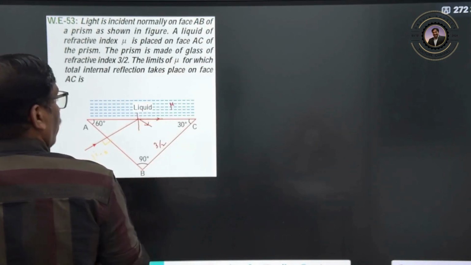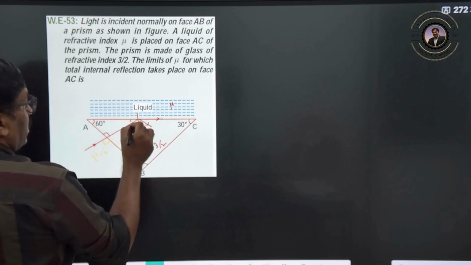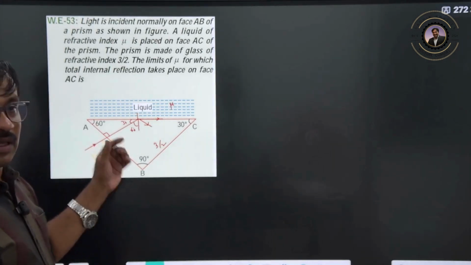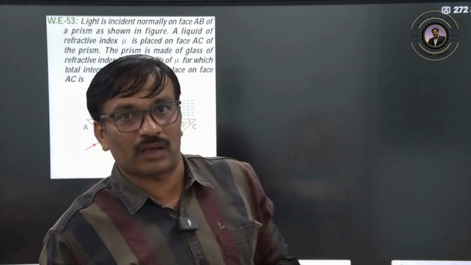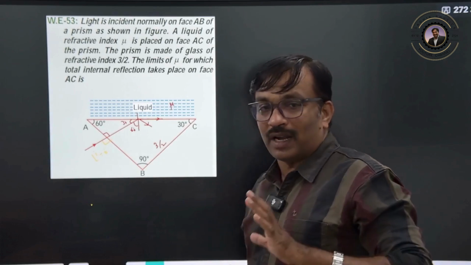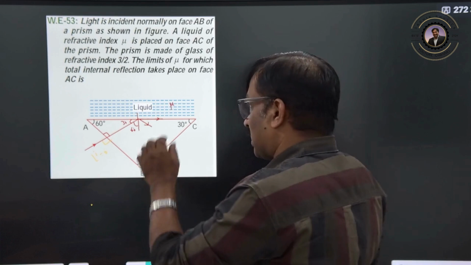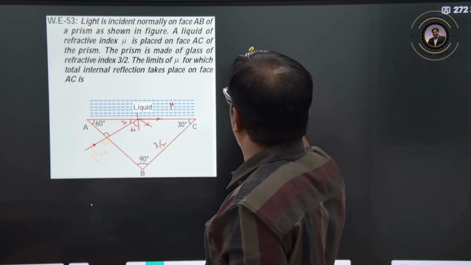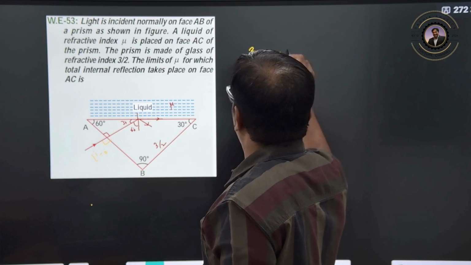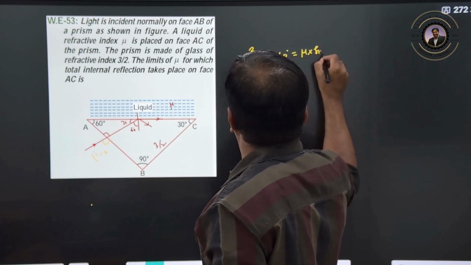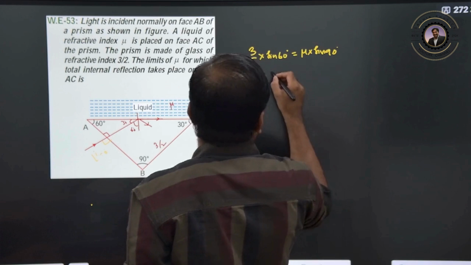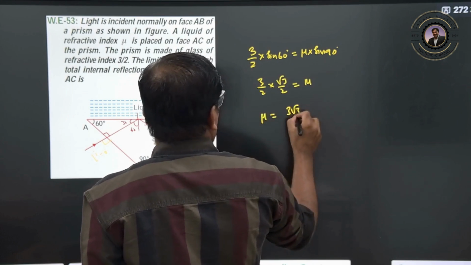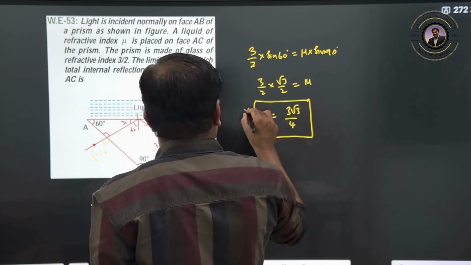So, for total internal reflection, first we will go for the critical angle. This is 90, so compulsorily this should be 30, and this should be compulsorily 60. Clear? That is why the students face difficulty, because they are slightly lagging in calculating the angles. To understand ray optics, you should be very thorough in geometry, especially measuring angles. So here it is sin 60: 3/2 into sin 60, entering this medium, mu into sin 90, the critical angle. Therefore 3/2 into root 3/2 equals mu, so mu is 3 root 3/4.